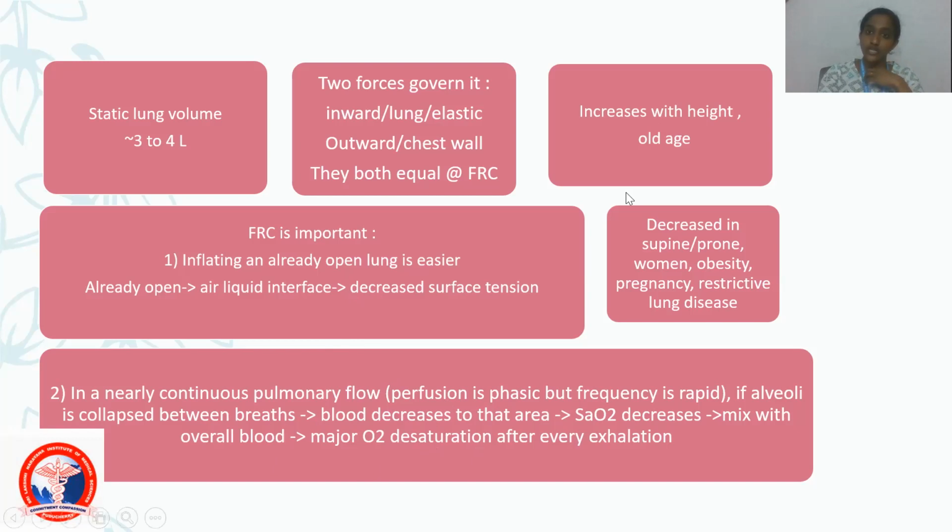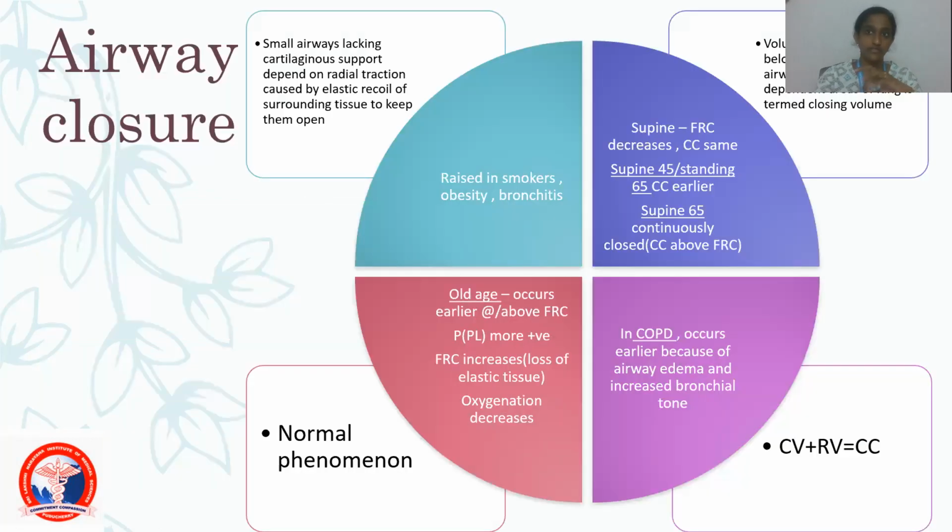So we already saw that with height and with age, the FRC is increased. When will this FRC decrease? In supine and prone position, in women when compared with men, in pregnant women rather than normal women, in obese patients, and in restrictive lung diseases. In all these patients, FRC will decrease, which means they are very much prone to hypoxia. They very easily develop hypoxia. Okay, so that's a lot about FRC.